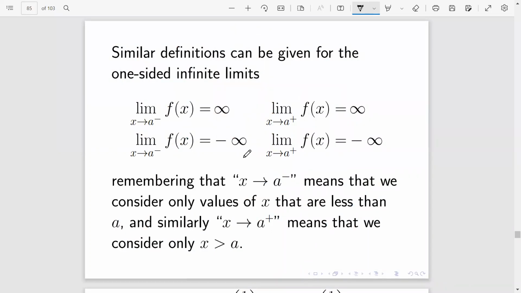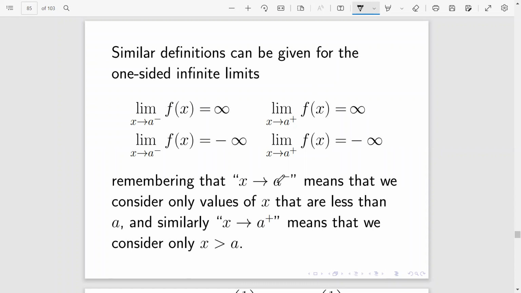And again, for a one-sided limit, we can have a definition of x approaching a from the left where the function goes to positive infinity, or x approaching a from the left where f of x goes to negative infinity, and the same thing for the right-hand side limit. They can also be infinity or negative infinity.